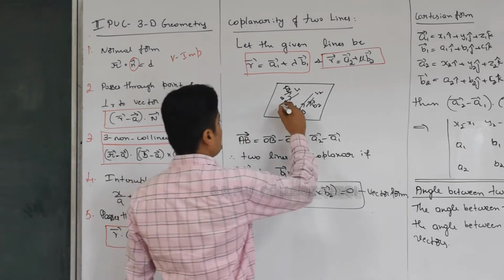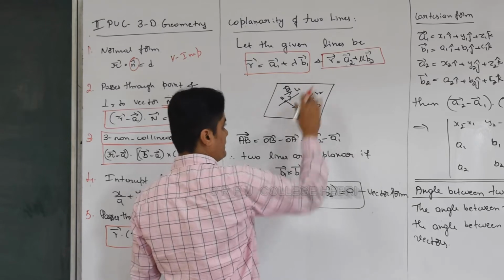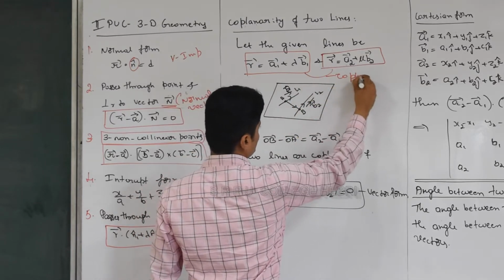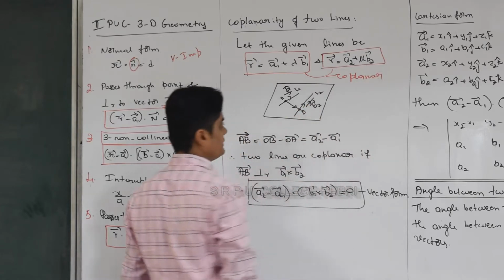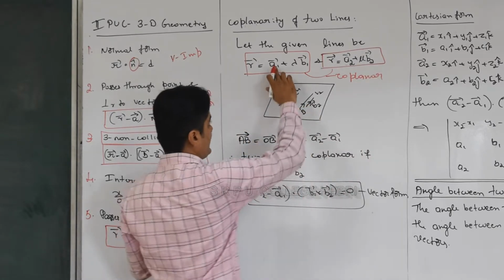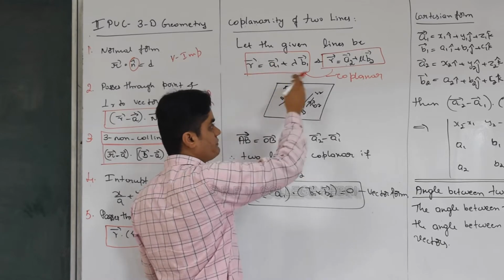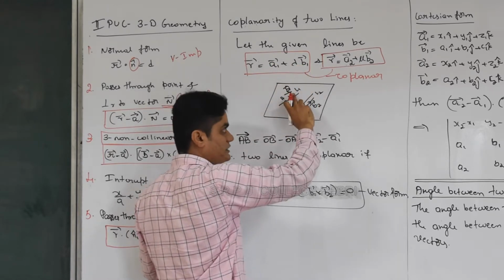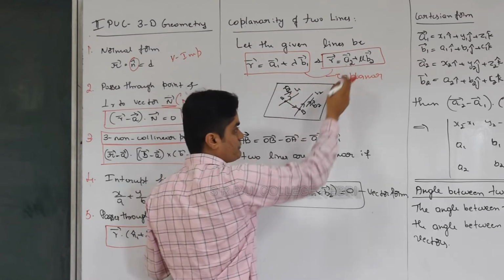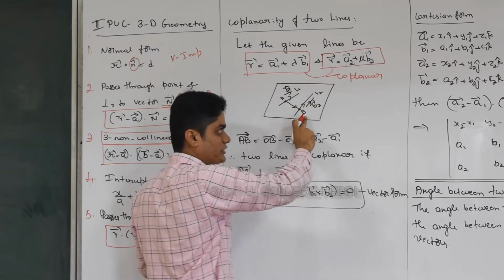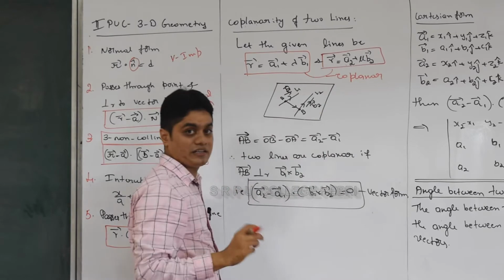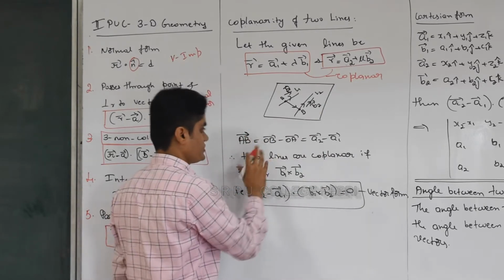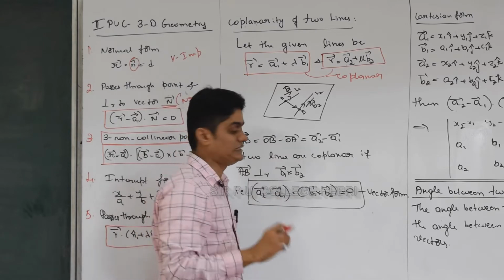Let them belong to the same plane, so they're coplanar. These two lines are coplanar and belong to the same plane. Here a1 represents the position vector of a point which belongs to line L1, b1 is a vector which is parallel to line L1, a2 is the position vector of a point which belongs to L2, and b2 is the vector which is parallel to L2. Now using this condition we can obtain the condition for coplanarity.